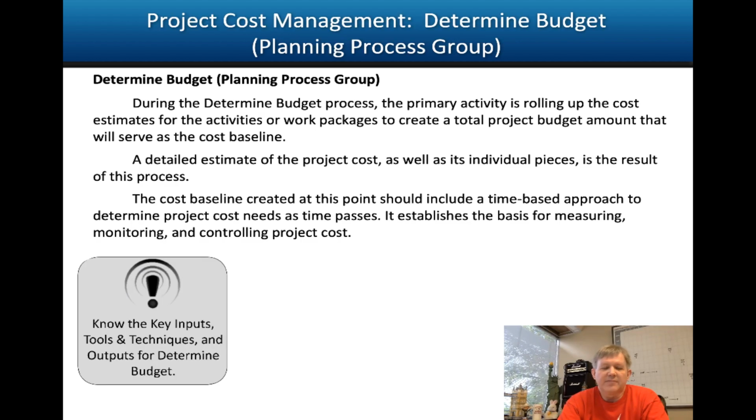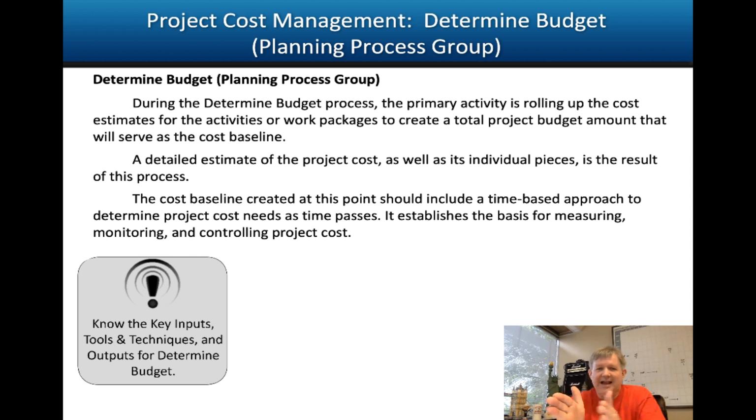Determine budget is a planning process that occurs in the cost knowledge area. Determine budget follows estimate costs, and what we're doing here is basically taking those cost estimates and doing two or three things. We are allocating those costs across the work breakdown structure to create a cost breakdown structure, and we are taking the schedule and applying the cost to the activity.